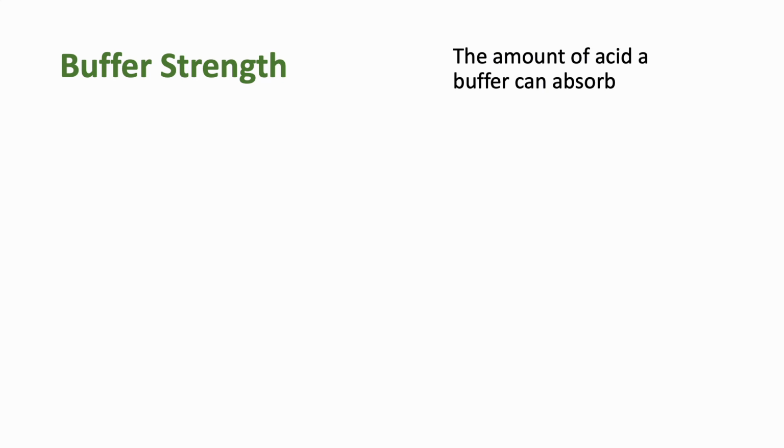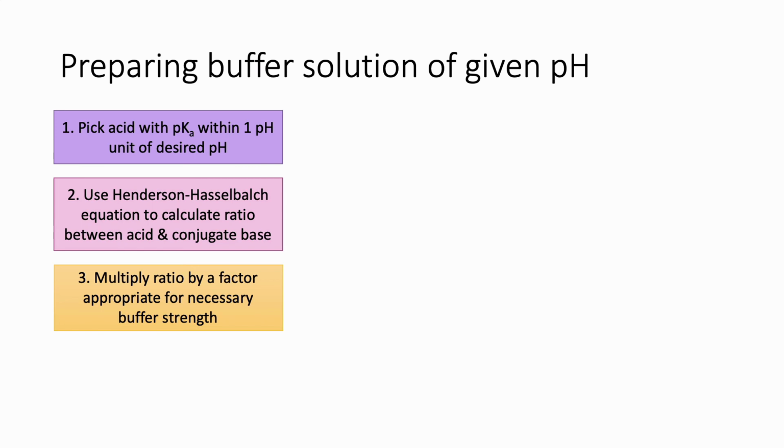So finally, we're going to talk about preparing a buffer solution of given pH. Now, there are multiple ways to do this, and I'm starting with a very simplistic one that helps you understand how to think about buffer systems. Basically, we have 3 steps. First, pick the right buffer. So basically, you're looking at the pKa. You're looking for something that has a pKa close to the pH that you want your system to be.